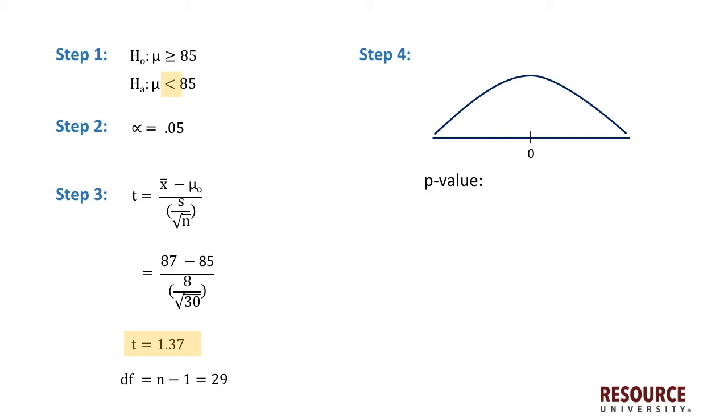Then you start by marking the test statistic on the t distribution. The t is positive 1.37, so it will be to the right of the center. This t-score of 1.37 divides the area under the curve in two parts. One is the upper tail area, or the area to the right of 1.37, and the lower tail area, or the area under the curve to the left of 1.37.